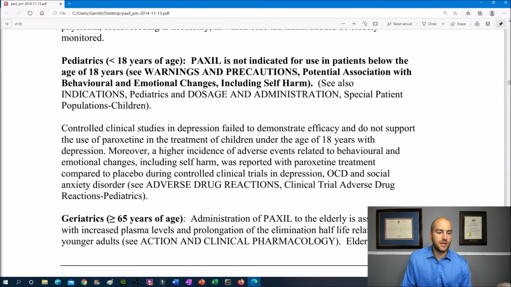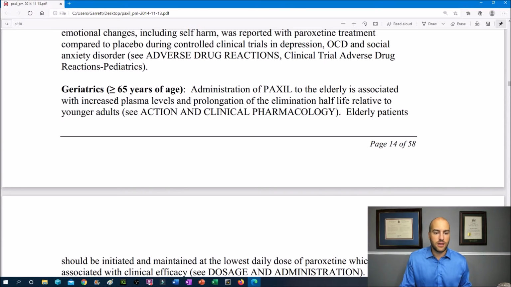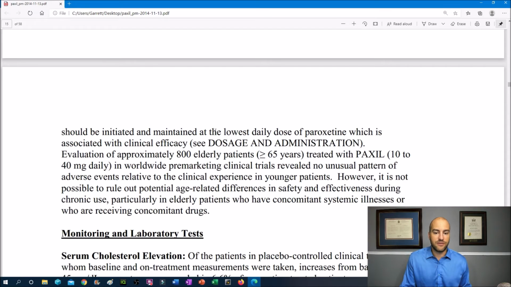Okay, so we mentioned above pediatrics under the age of 18. It's not indicated, so you're not indicated to use in patients below the age of 18. We said here for geriatrics over the age of 65, administration of Paxil to the elderly is associated with increased plasma levels and prolongation of elimination half-life relative to younger adults. So they should be started off on the lowest daily dose associated with clinical efficacy.